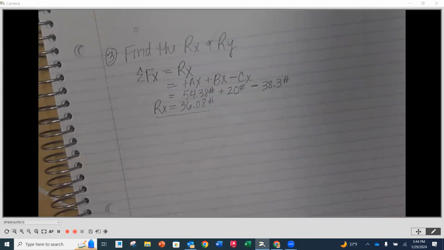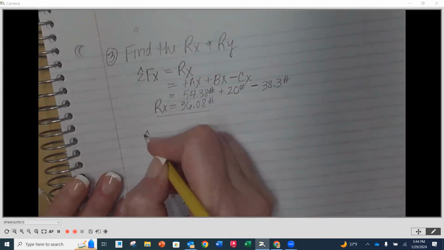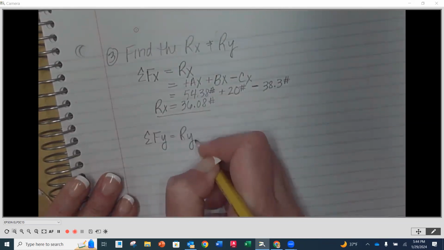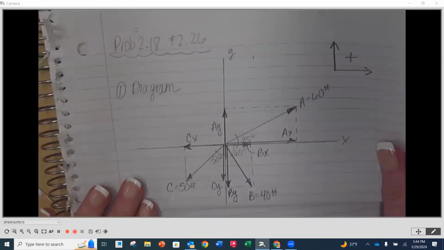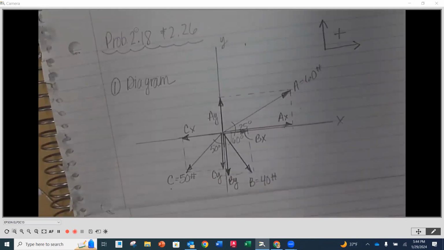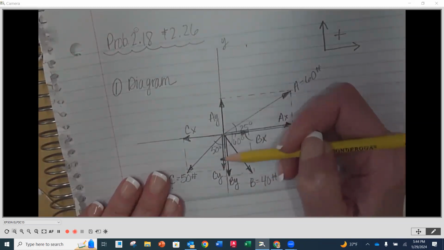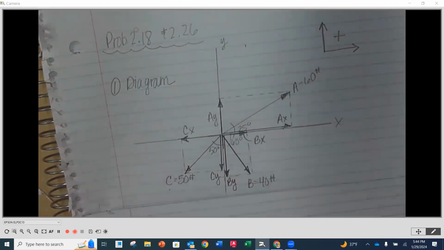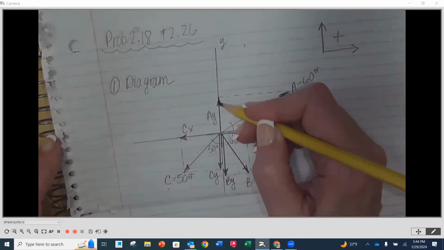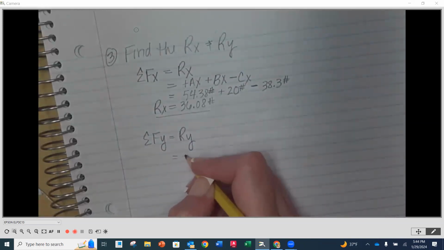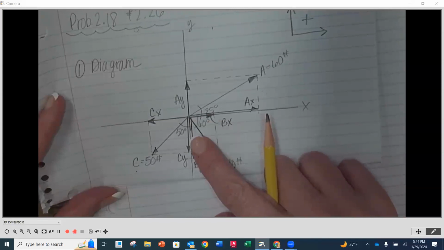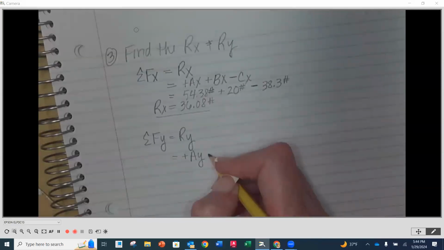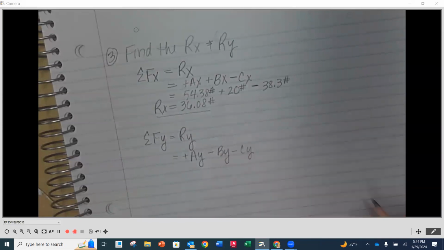All right, now we're going to do the same thing for our vertical axis. So we're going to say, all right, sum our forces in the y direction equal to Ry. So you're announcing, you're telling me what you're going to do, and now we're going to do it. All right, and this is the way you write it, the only way you write it. Now we're going to look back at our diagram, and we're going to look only at those vertical forces. Okay, we've got a positive Ay. It's going up, right? So I'm going to put a positive Ay. And then I've got a negative By and a negative Cy because those are going down according to my convention. So negative By, negative Cy.